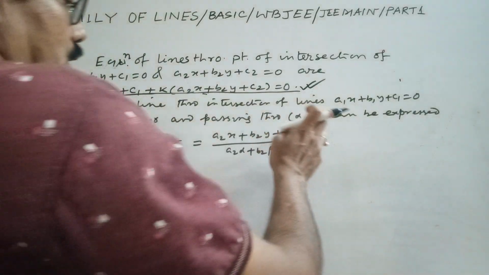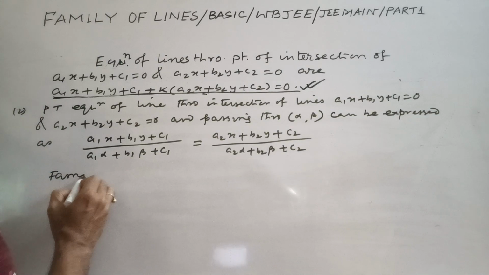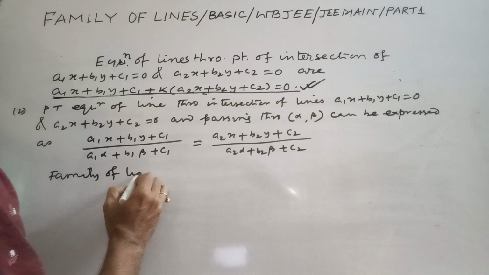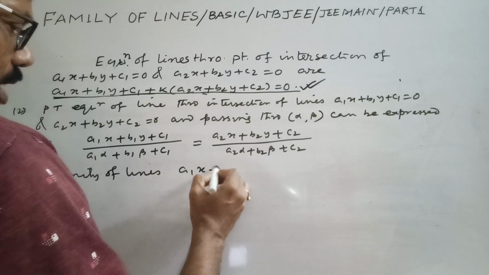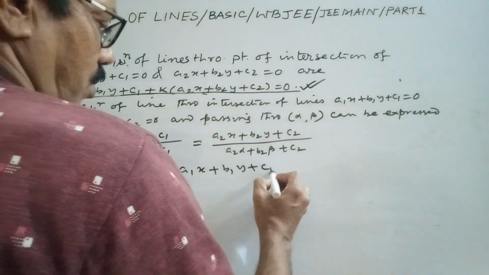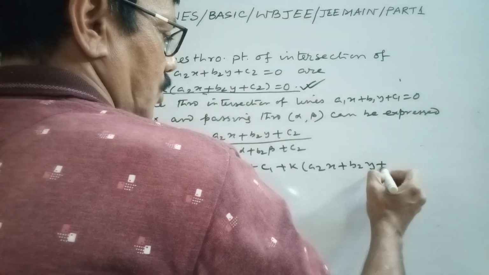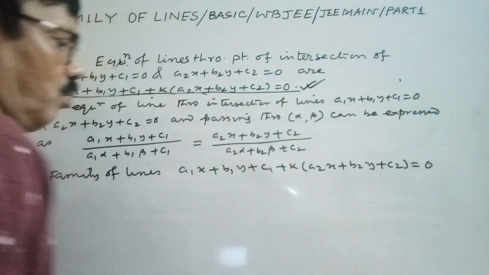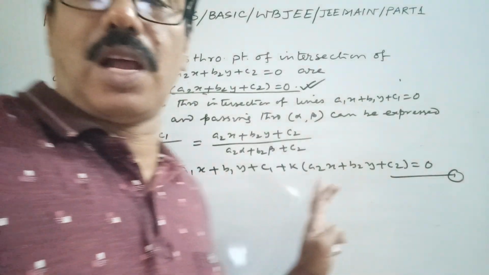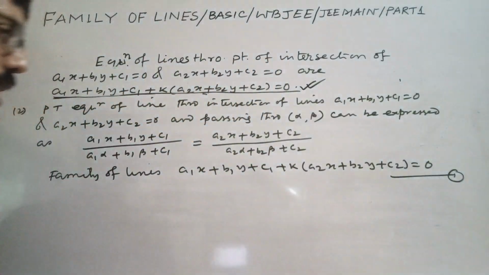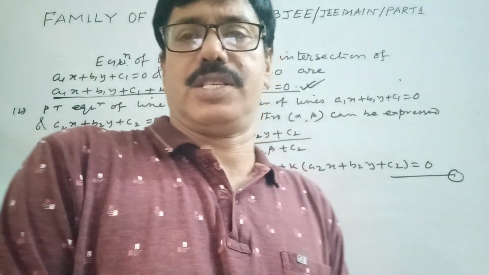Now two equations are given. Therefore, the equation of the family of lines is the first equation plus k times the second equation. So this is the formula, call it 1: first equation plus lambda times second equation, or k times. Now to find k, one condition is given.